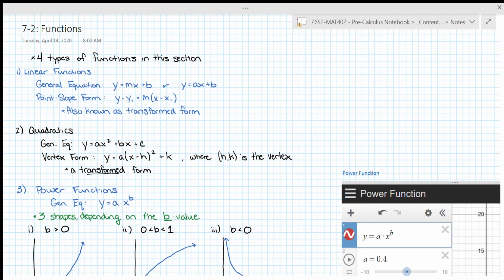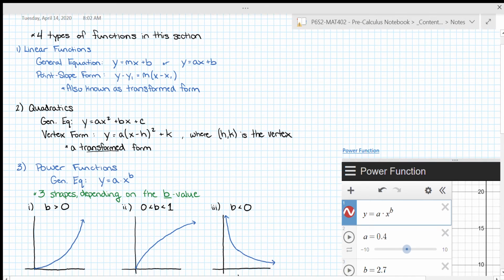For linears and quadratics, oftentimes we use the transformed form. For linears, we call it the point slope form, where it takes that parent function, like y equals x, and transforms it, shifts it up by some y1 units, and shifts it to the right x1 units, and dilates it vertically by a factor of m in this case. It's called point slope form because it has the point x1, y1, and the slope m, but we also say it's transformed form.